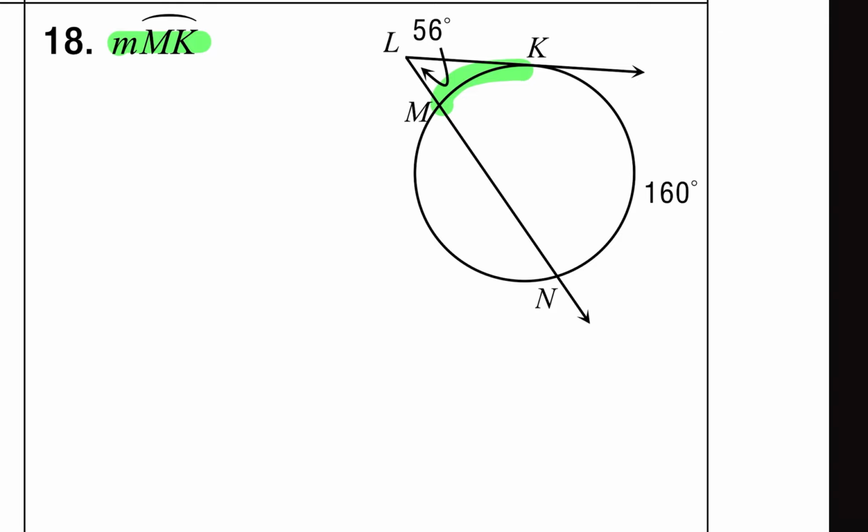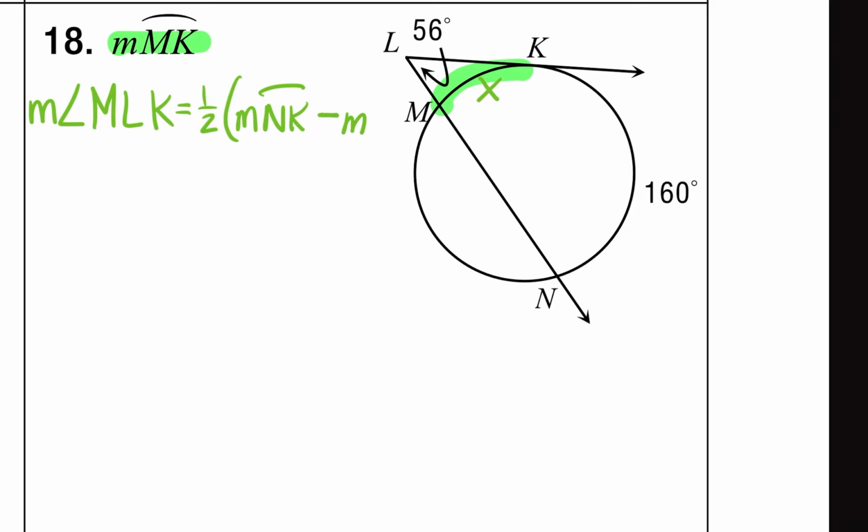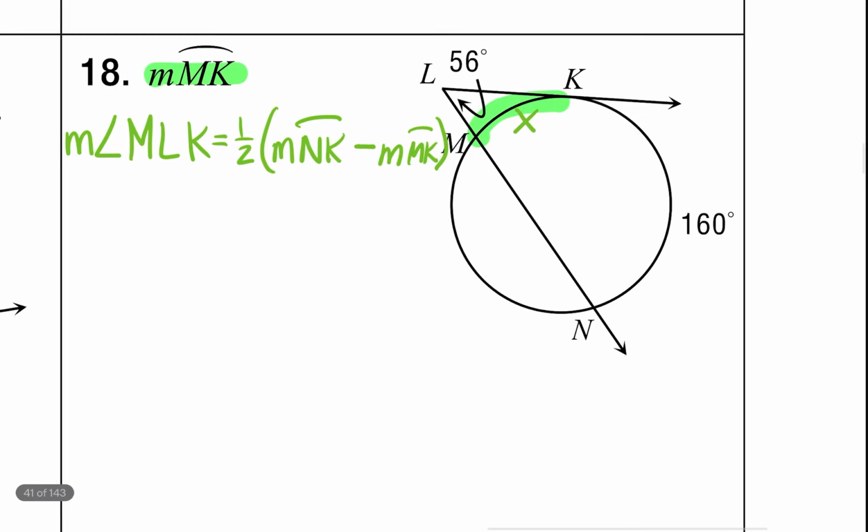And again, in order to find that arc, I'm going to call it X for now. But in order to find that arc, I can say that the measurement of angle MLK is equal to a half of the measurement of arc NK, the larger arc, right? Minus the measurement of arc MK, which is the one we're trying to find.